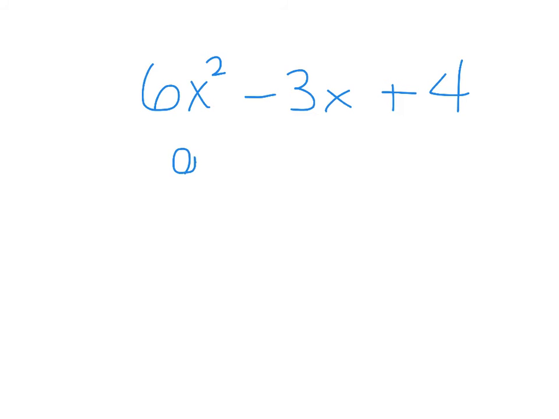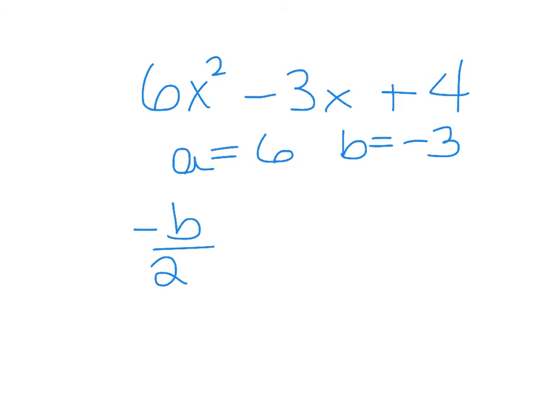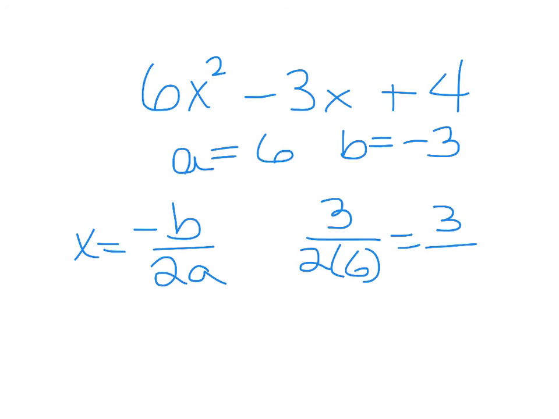Find the axis of symmetry of this. And let's say it's 6x squared minus 3x plus 4. Again, you're going to first identify your A, identify your B, and now we're going to put it into negative B over 2 times A. So negative B, opposite of B, would be positive 3 over 2 times 6, which would give me 3 over 12, which would simplify to 1/4. So my axis of symmetry is 1/4.